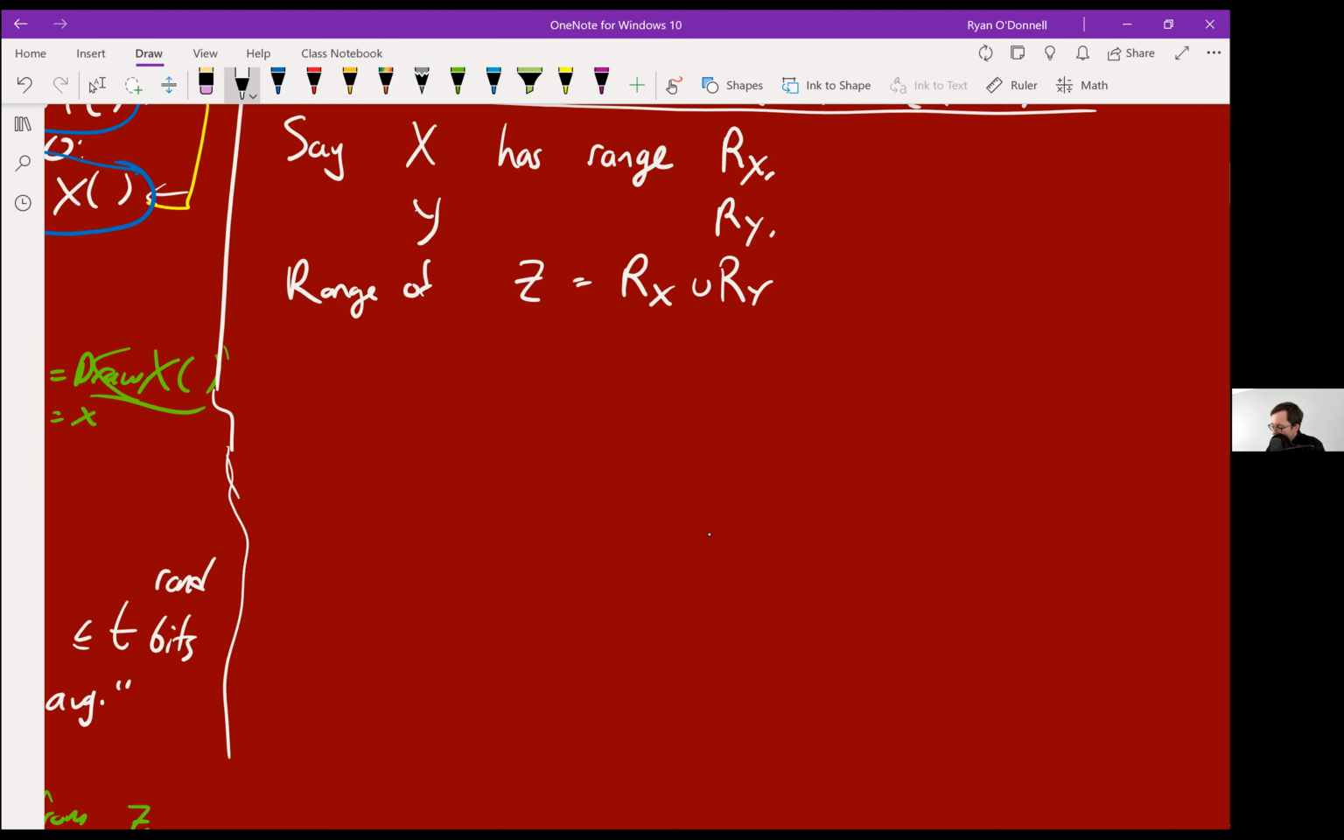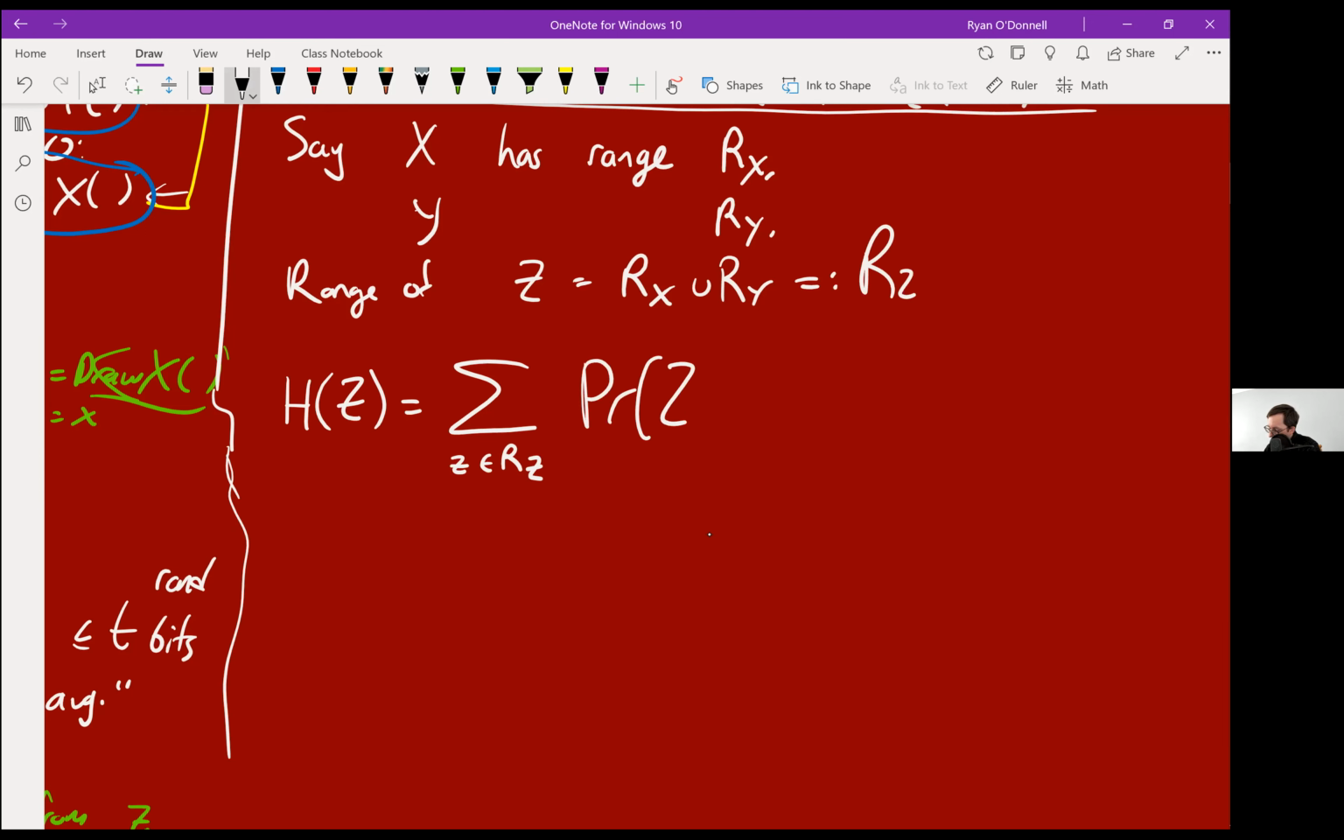Yeah, probably not. Okay, so you could just try to do this really blindly. So Z has this range, so the entropy of Z is the sum over all little z in the range for Z, which is this thing, of the probability that Z equals z times log of 1 over this probability.